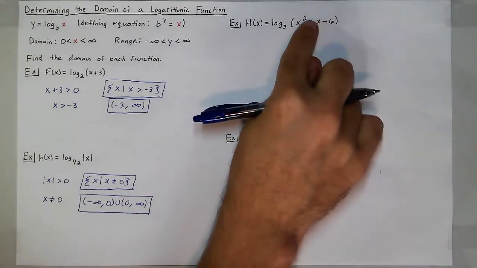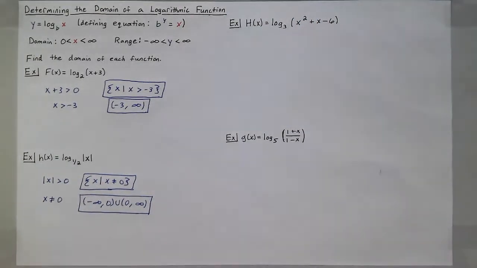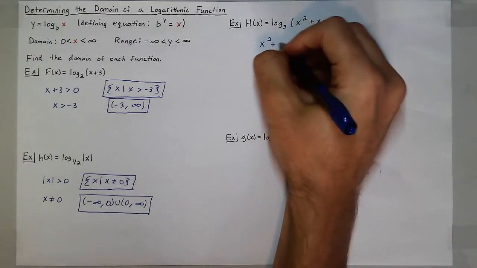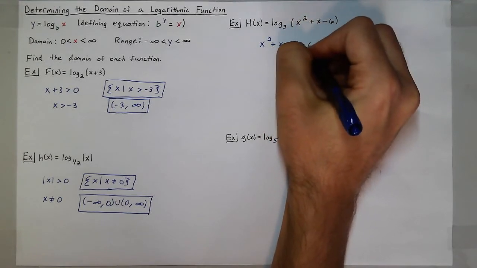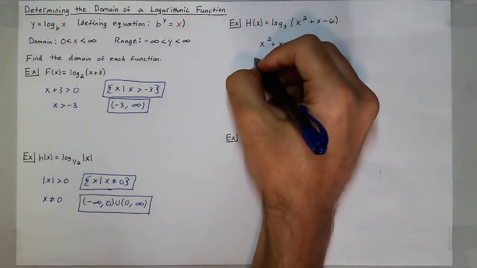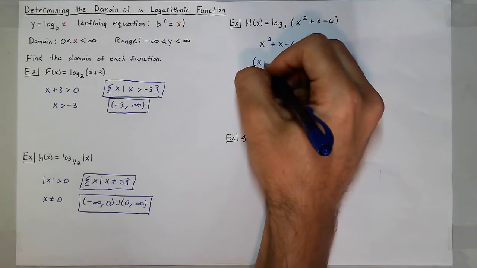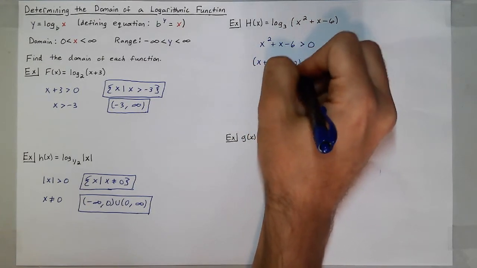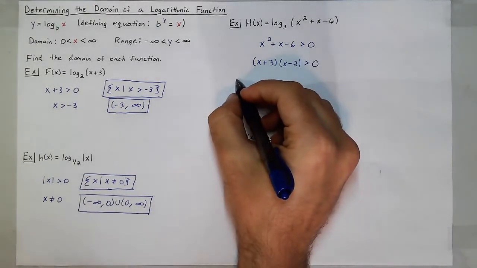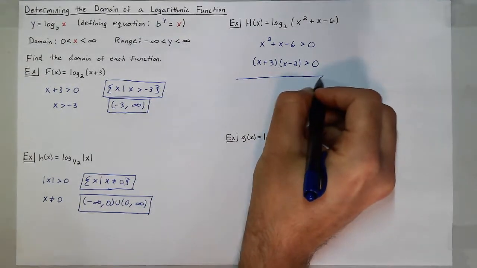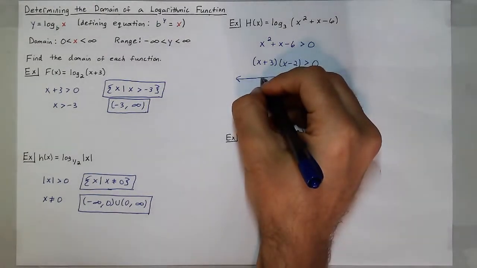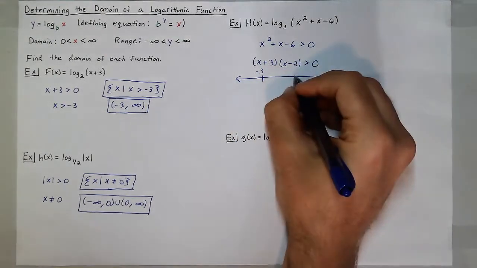Let's see if we have a quadratic equation inside of a logarithm. Well, we need to know when is x squared plus x minus 6 greater than 0. Now we have a polynomial inequality. So to solve this, I need to factor, giving me x plus 3 times x minus 2 is greater than 0. From here, I will make a number line to organize this information. Anything that would make this polynomial 0, I will label on the number line. So that would be negative 3 and 2.